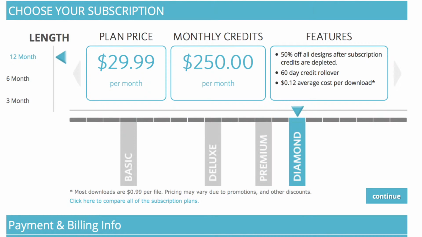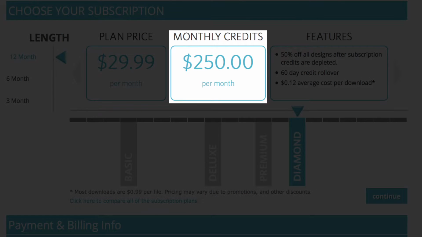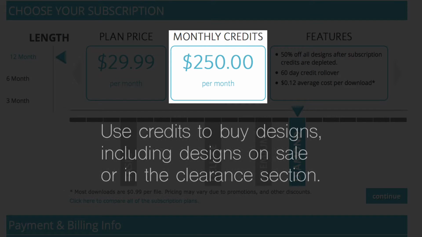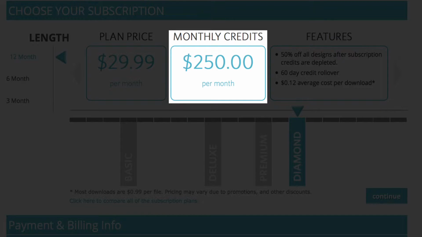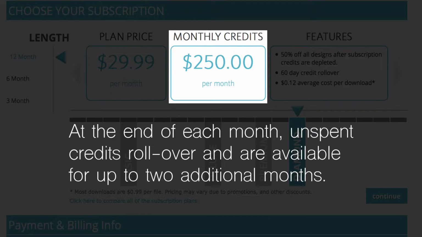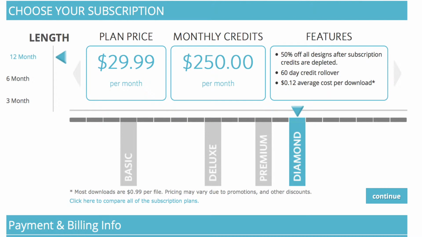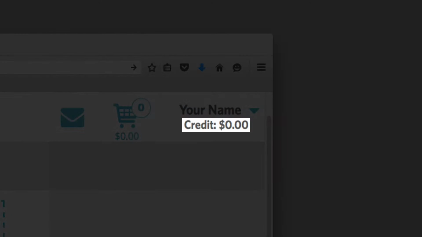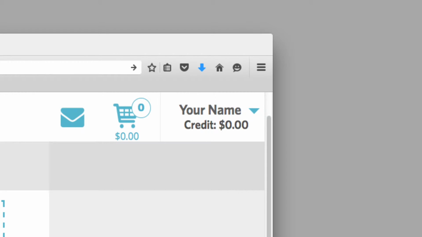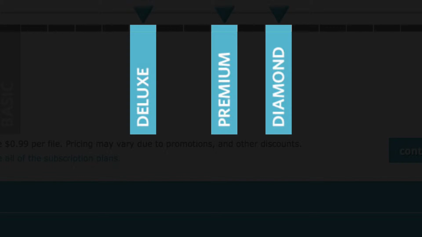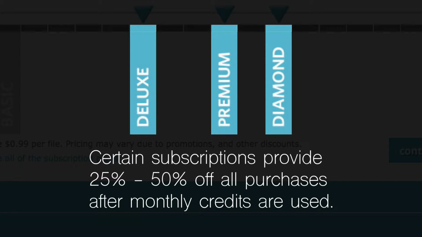With a paid subscription, you get a certain amount of subscription credits each month that may be used to buy any design, including those on sale or in the clearance section. At the end of each month, unspent credits roll over. If you have credits available in your account, the balance will show on the screen beneath your name. With a deluxe or premium subscription, once you use all your monthly credits, you still receive a 25 to 50% discount on any additional purchases.